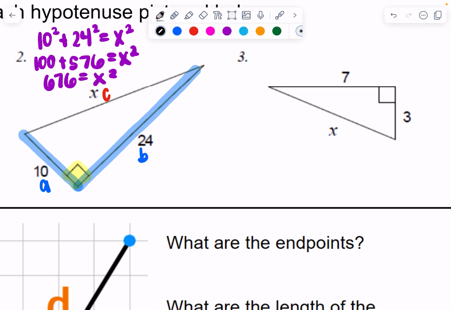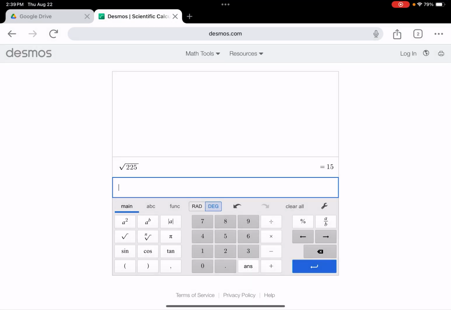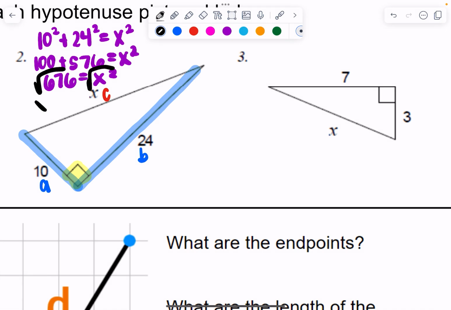And then again, the goal is to get X by itself. So we're going to square root both sides. And let's see what we get. So we're going to take the square root of 676. And we get a whole number. We get 26 is our final answer. So X equals 26. 26 is the hypotenuse, so it must be larger than the legs. And 26 is greater than 10 and 24. So we're all good.